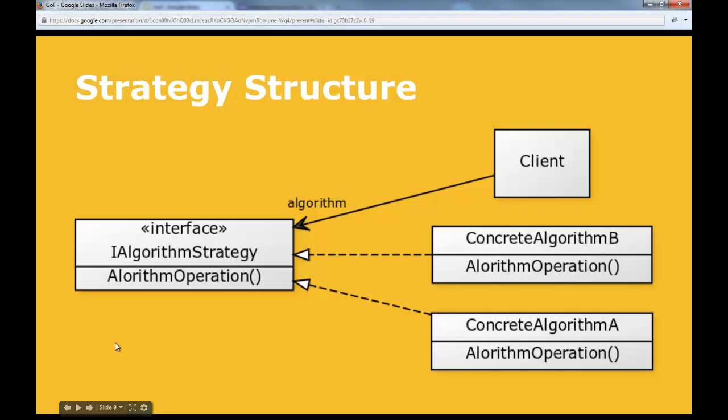From a structural point of view, it looks something like this. We have the client. The client is the class that we would like to protect, so to speak, from the variation of algorithm. And it uses the algorithm interface that has one or several operations for doing the stuff that it needs to do. And we have concrete algorithms that implement this interface. So we can vary what object the client actually uses, and the client is protected. And we can add more implementations here and not need to change the client at all, because the client just knows about the interface.